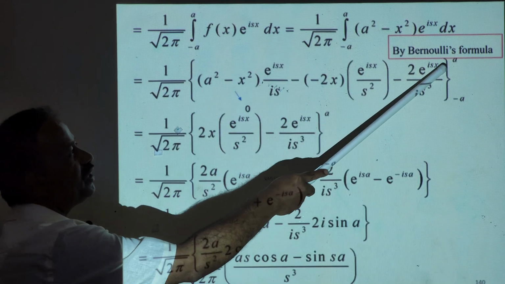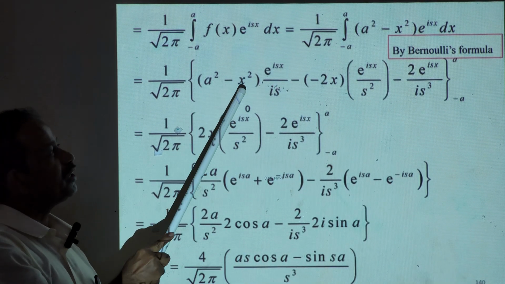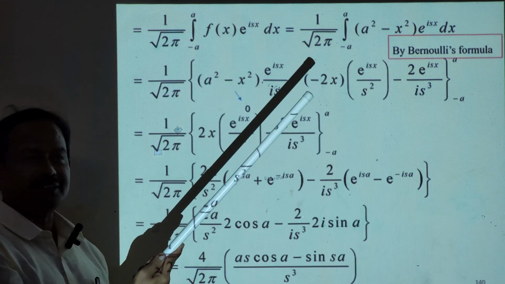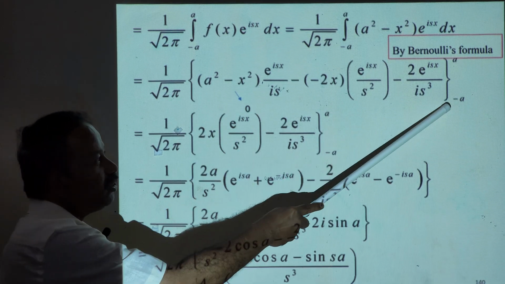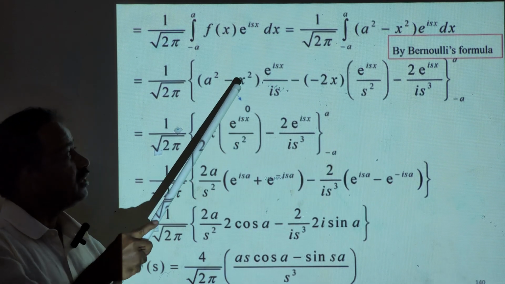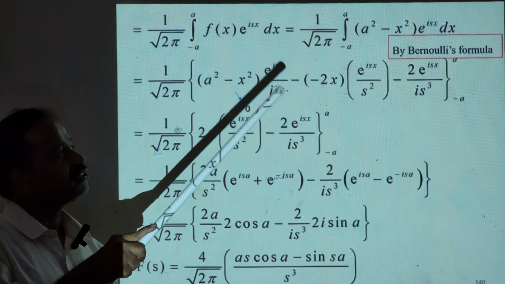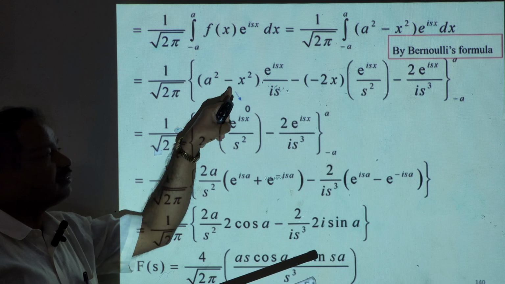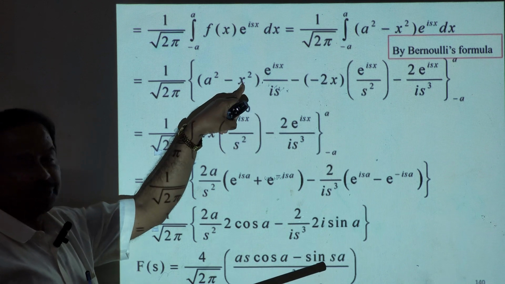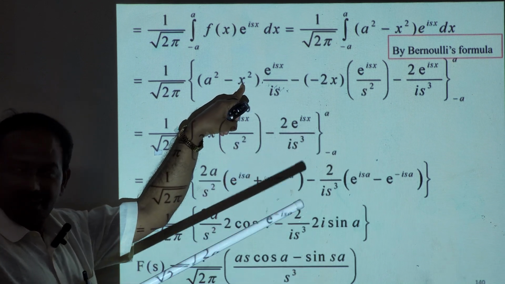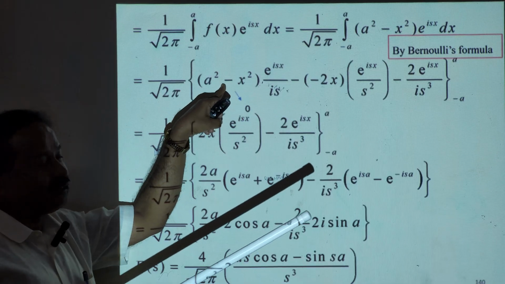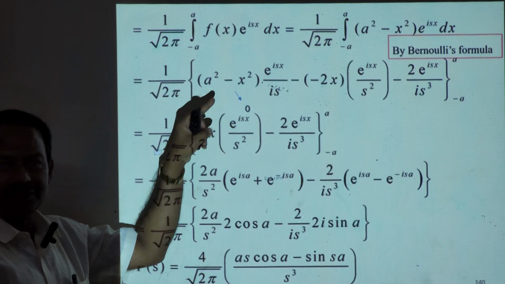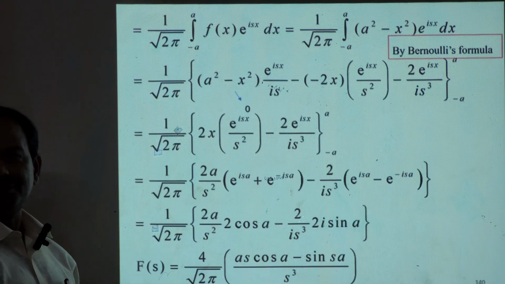Now substituting the upper limit a here, that will give you a squared minus a squared, which is 0. Substituting the lower limit also will become 0, because instead of x you have to substitute a. Minus a whole square plus a square, already minus is there, so a squared minus a squared. Substituting the upper and lower limits gives 0 here, so this term will go off.